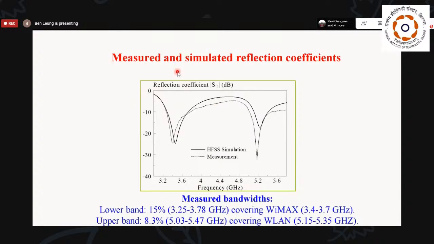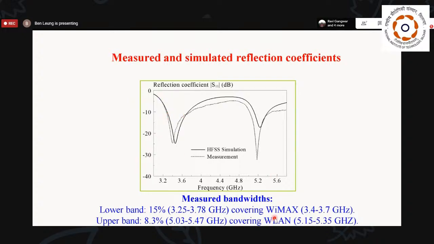Now, these are the measured and simulated reflection coefficients. A pretty good agreement between simulation and measurement is found. Now, at the lower band, the bandwidth is 15%. This is for minus 10 dB impedance level. This is the frequency range. That means here.